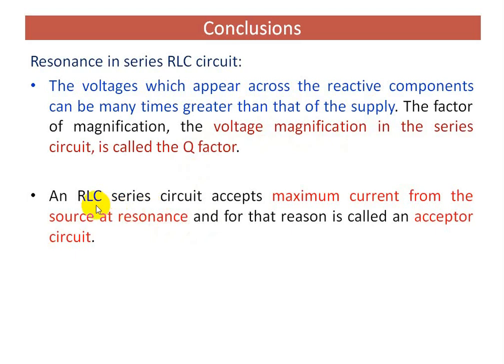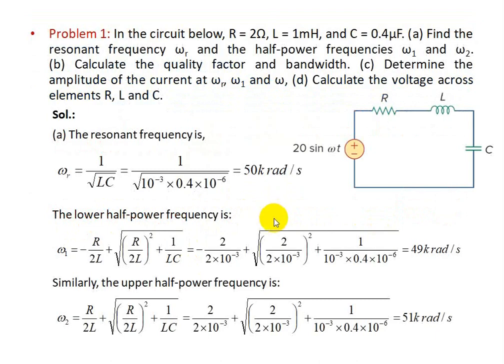And an RLC circuit accepts maximum current from the source at resonance. For that reason it is called an acceptor circuit. So this circuit allows maximum current at resonance. Therefore this circuit is called an acceptor circuit.